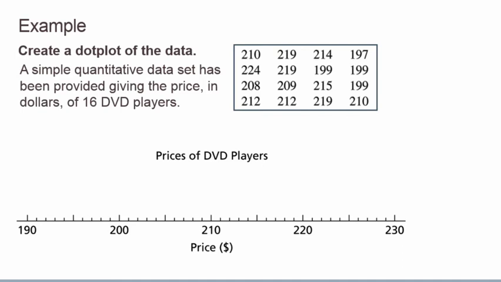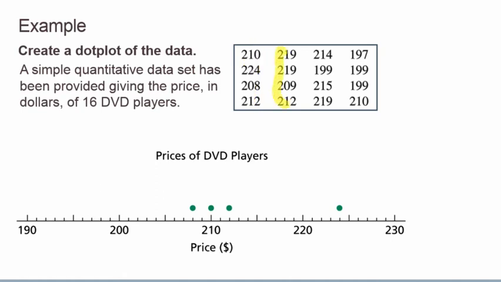What we need to do is every first piece of data needs to line up in a straight line, every second piece of data needs to line up in a straight line, and every third piece of data, and so on, need to be in straight lines. Otherwise, it'll be difficult to see your frequencies. So I'm going to start with the first column, and I have a dot for 210, then a dot for 224, a dot for 208, a dot for 212.